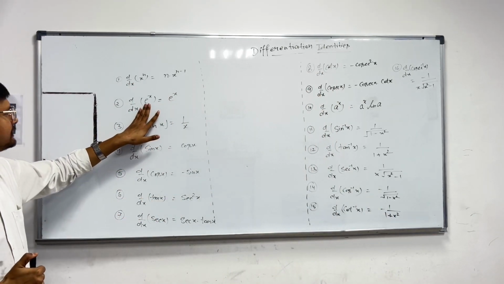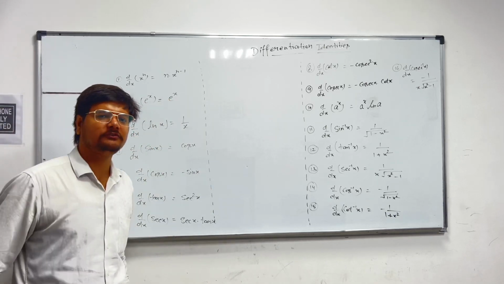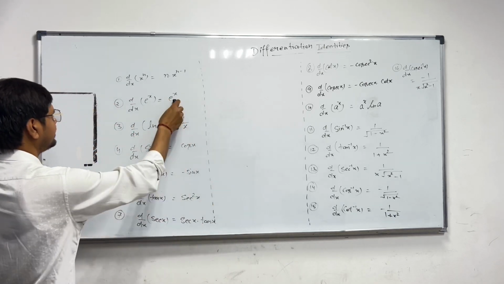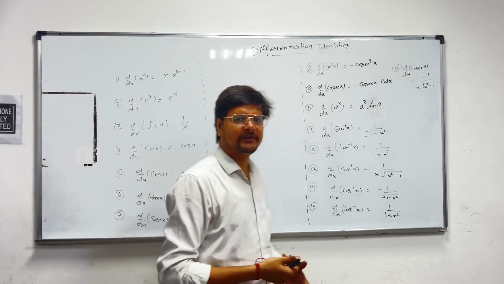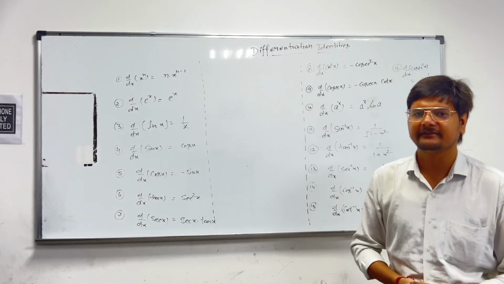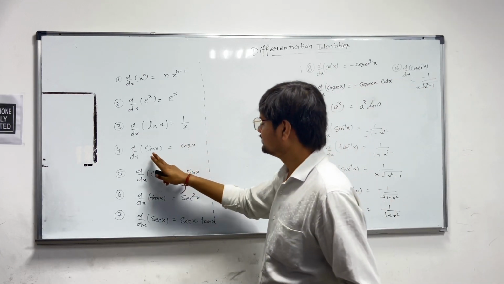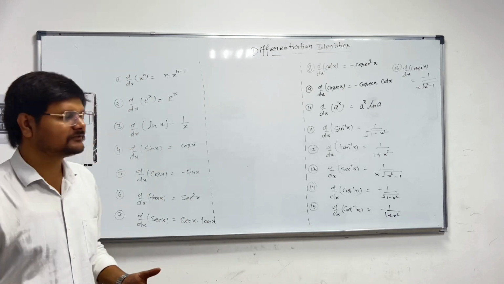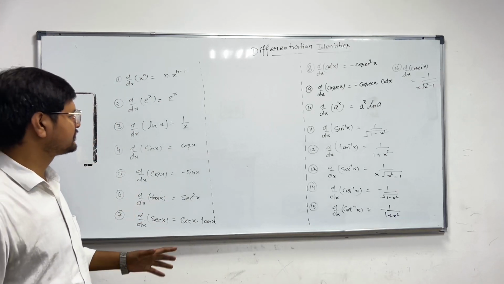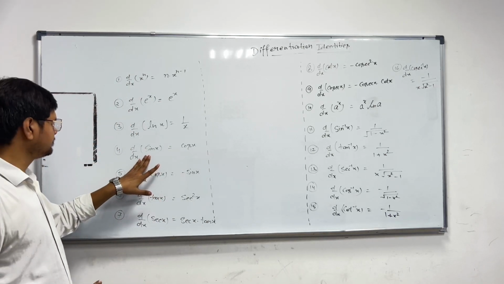Exponential function means e to the power x, and the differentiation of e to the power x will be the same, e to the power x. And the ln function, if there is any ln function of x, suppose, then the differentiation of ln x will be 1 over x. And there are some identities for differentiation of trigonometric functions, and some for inverse trigonometric functions. So you can see here the trigonometric functions.